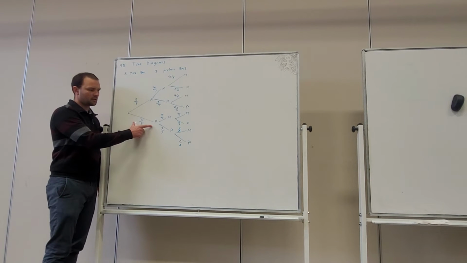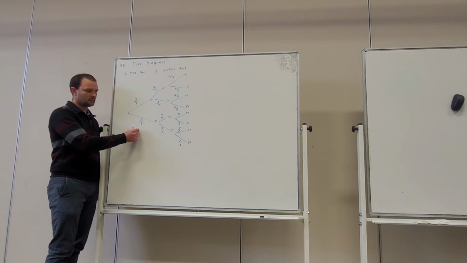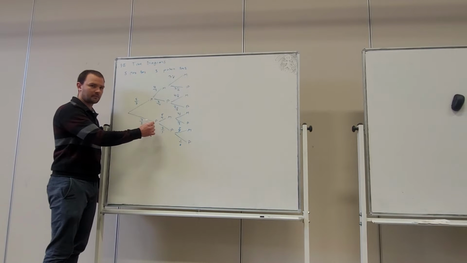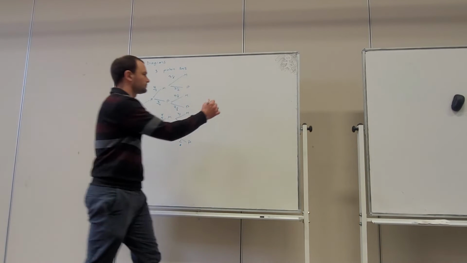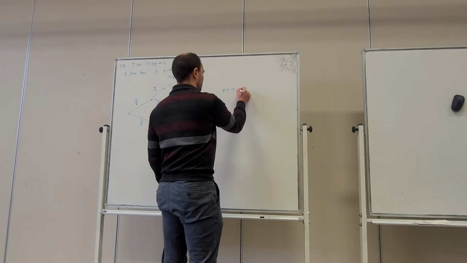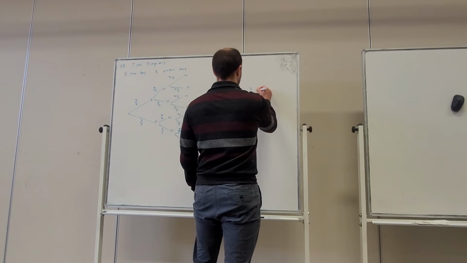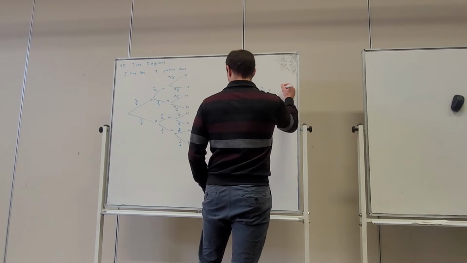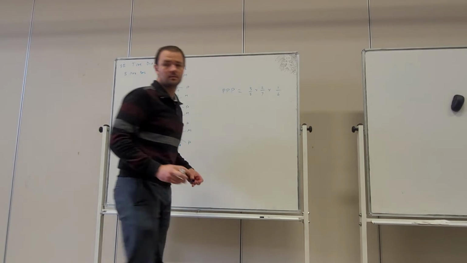It's going to be 3 on 8, the probability of getting the first protein bar, times the probability of getting the second protein bar, 2 on 7, times 1 on 6.